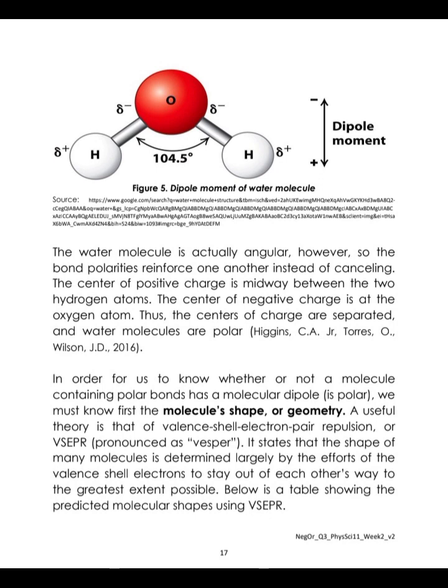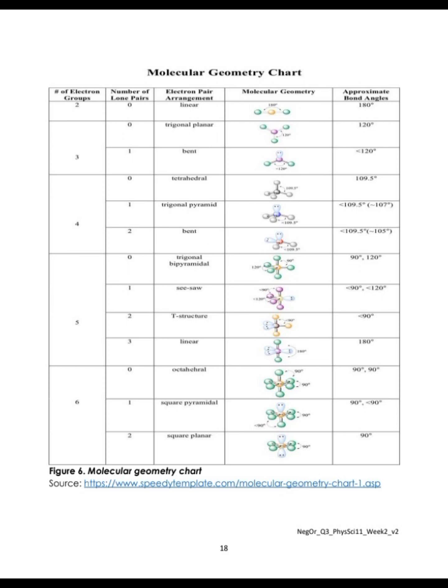Below is a table showing the predicted molecular shapes using VSEPR. As you can see, this is the molecular geometry chart. The molecular geometry chart is composed of 5 columns. The first column consists of the number of electron groups. Second is the number of lone pairs. Third, electron pair arrangement. Fourth, molecular geometry. And fifth, approximate bond angles.